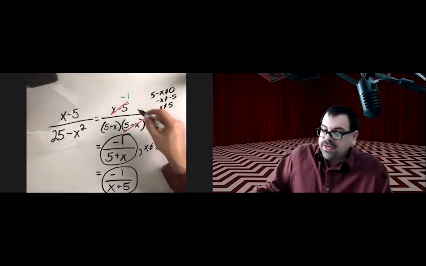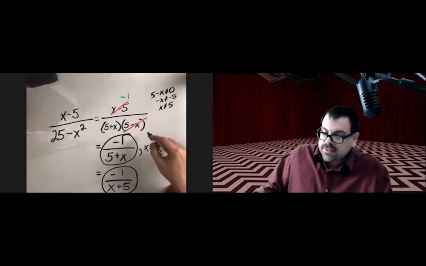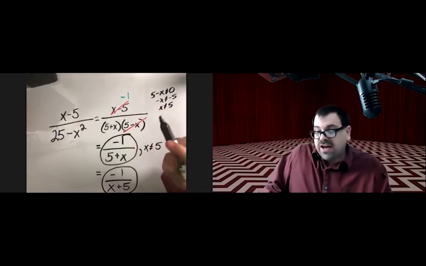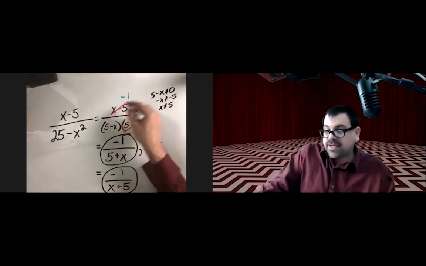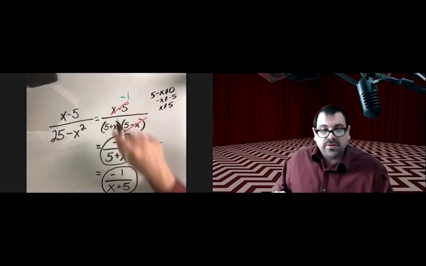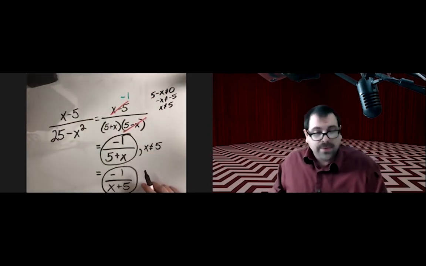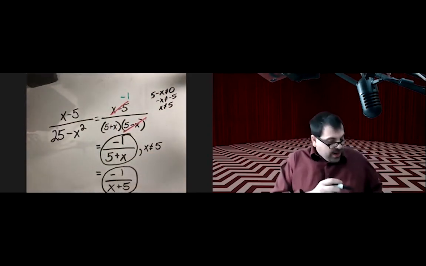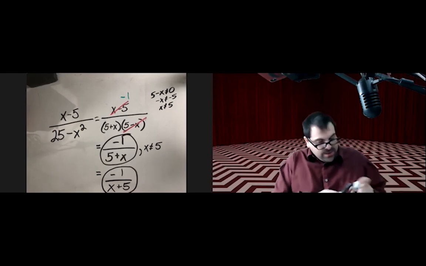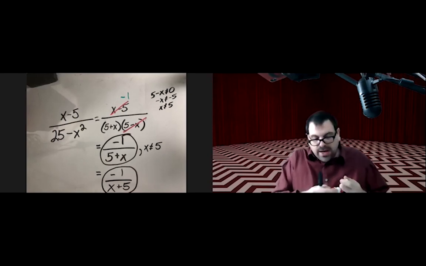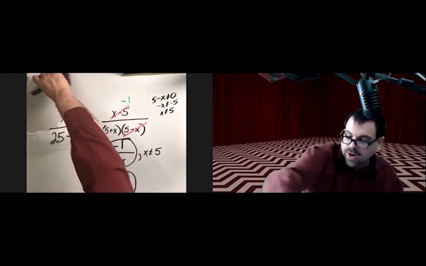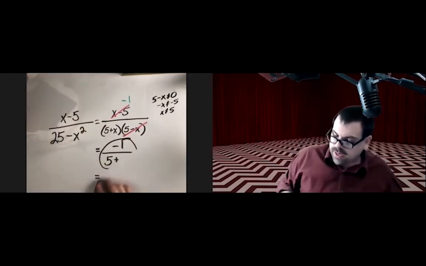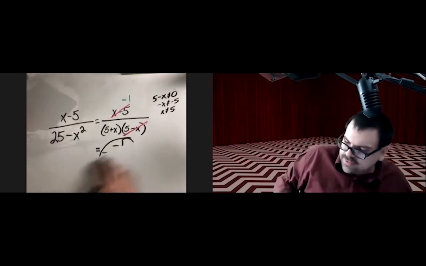So again, we need to be able to recognize that x minus 5 over 5 minus x is negative 1, that it's something over its opposite, because then we can cancel them away and leave a negative 1 behind. I want to show another way to think about this. It still requires you to recognize it.